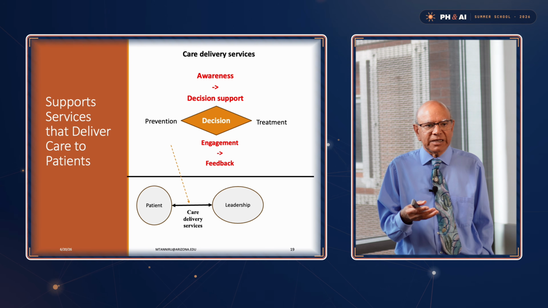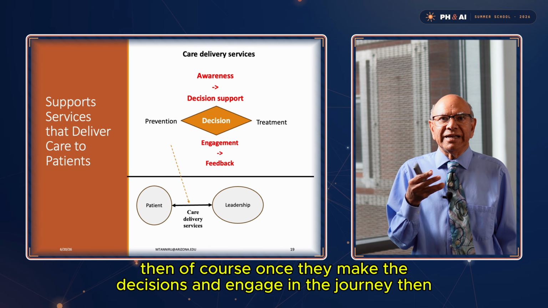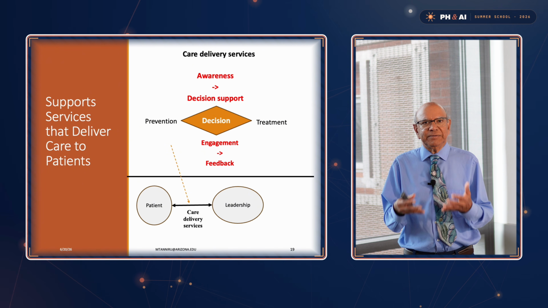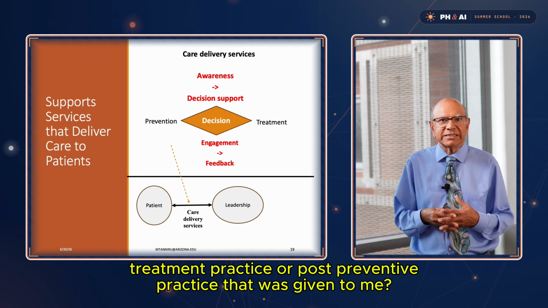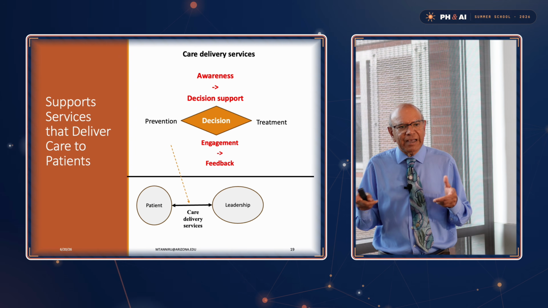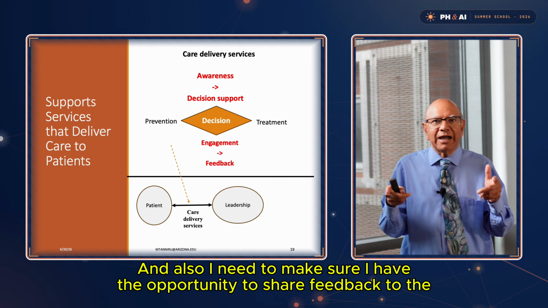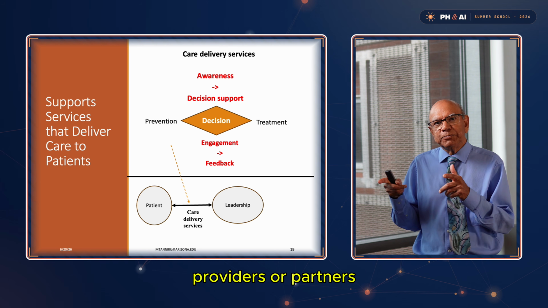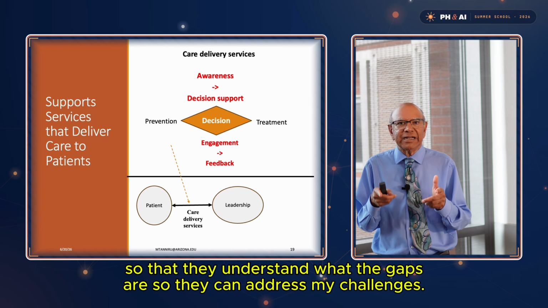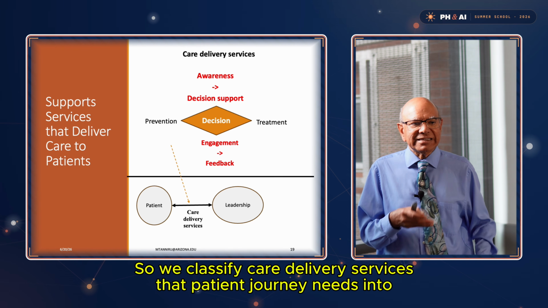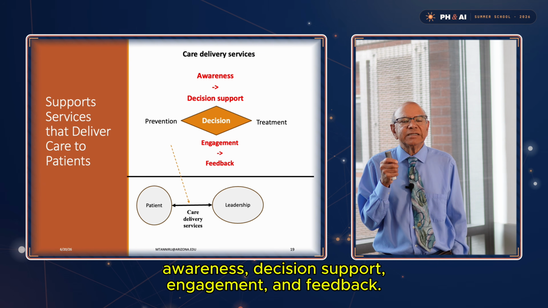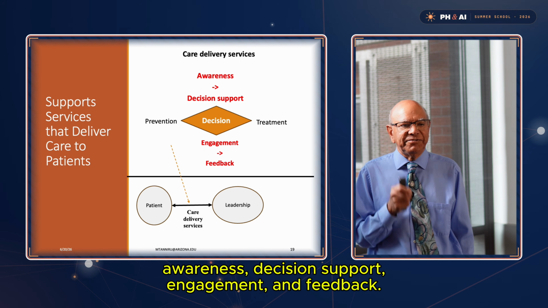make the decision. Then, of course, once they make the decision and engage in the journey, they have to think about, okay, what do I do after the treatment practice or preventive practice that was given to me? I've got to engage in that activity for a longer period of time. And also, I need to make sure I have the opportunity to share feedback with the providers or partners so that they understand what the gaps are and can address my challenges. So we classify the care delivery services that the patient journey needs into awareness, decision support, engagement, and feedback.